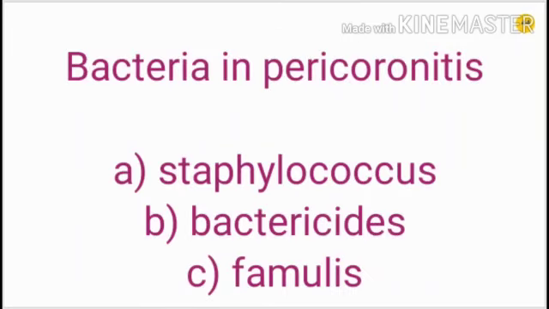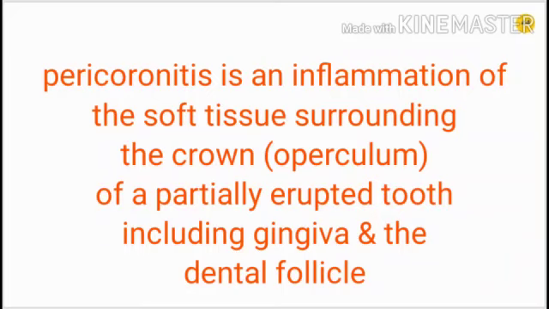Moving on to our next question, the bacteria in pericoronitis is Staphylococcus, Bacteroides or Famulus? The answer is Bacteroides. Pericoronitis is an inflammation of the soft tissue surrounding the crown of a partially erupted tooth, including the gingiva and the dental follicle. Now, the soft tissue which surrounds a partially erupted crown is also called the operculum.